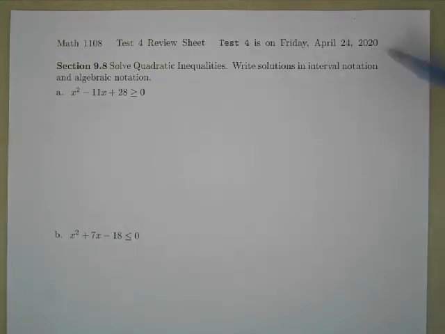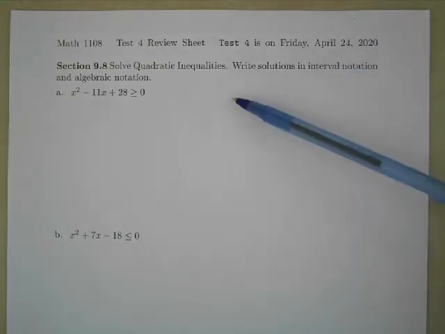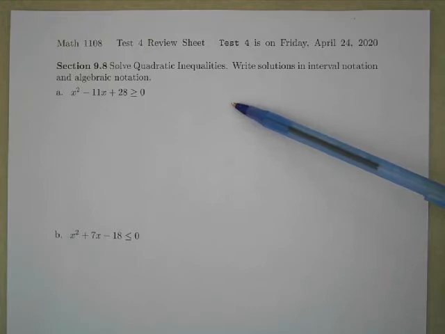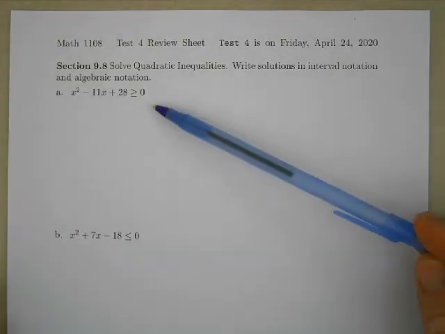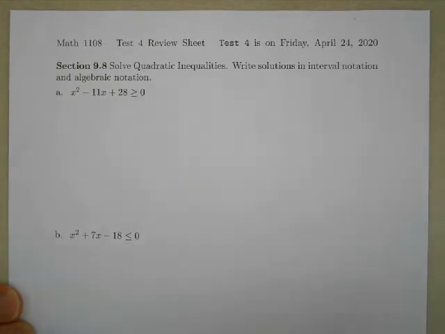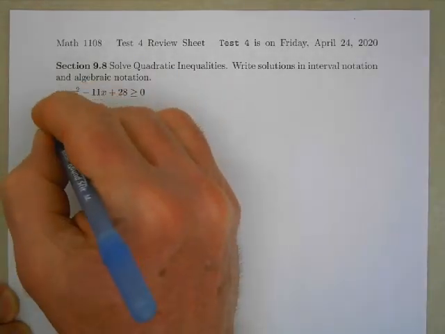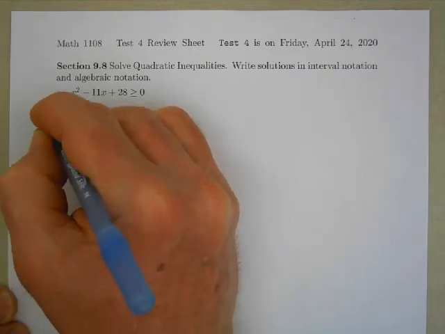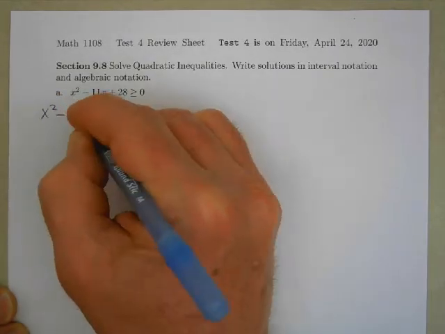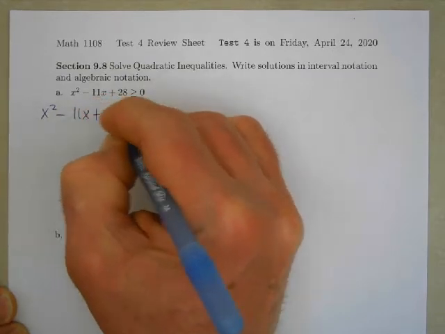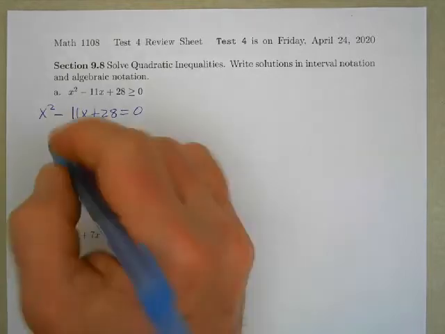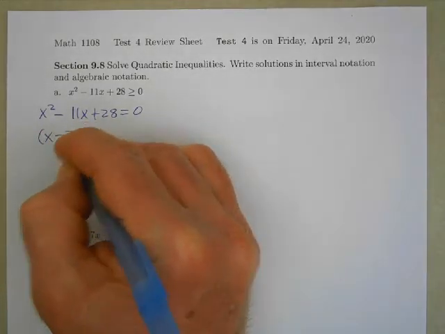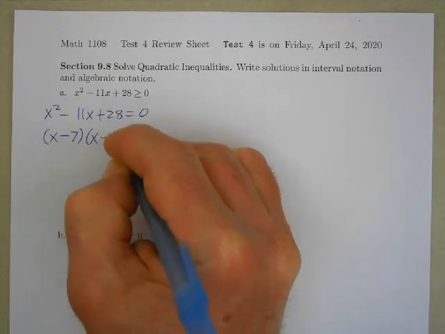Math 1108 Test 4 Review Sheet, Section 9.8, solve quadratic inequalities and write solutions in interval notation and algebraic notation. When solving quadratic inequalities, we want one side to be 0, and then we find the endpoints by solving the quadratic equation that we get by replacing the inequality with equals. So we can solve this one by factoring. One factor is x minus 7 and the other one is x minus 4.